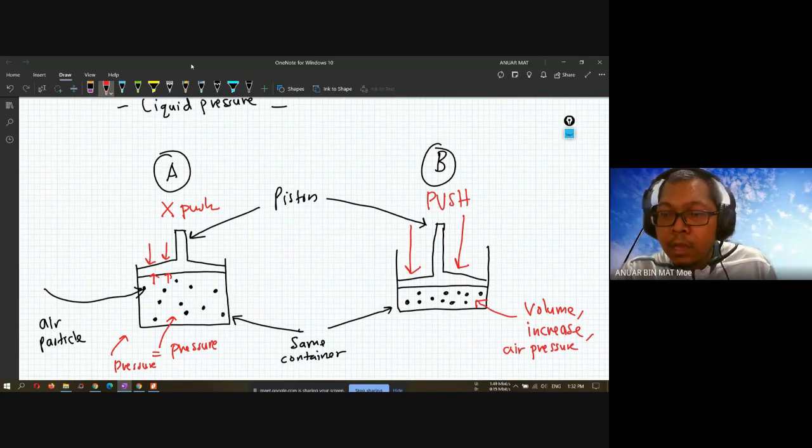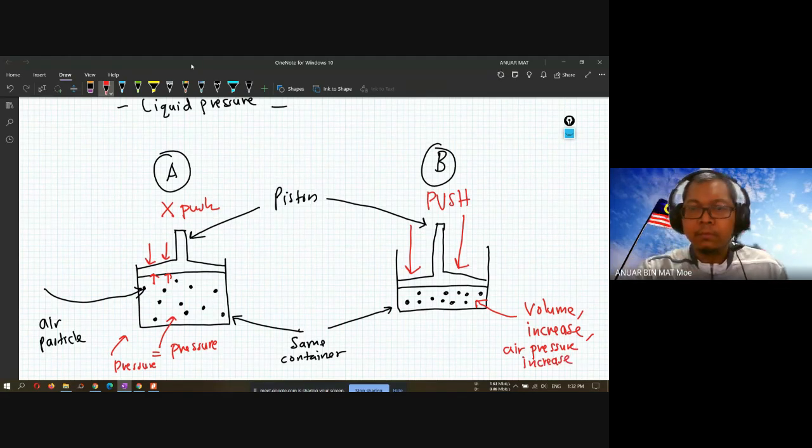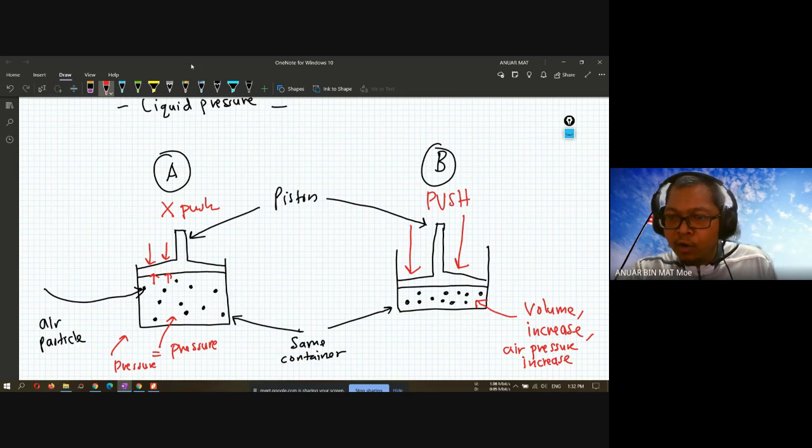Increase. The air pressure also increases. Can you see the position, or the distance, of the air particles inside? It becomes smaller, right? And then the particles inside B will move more. That's why when the volume decreases, the air pressure increases.